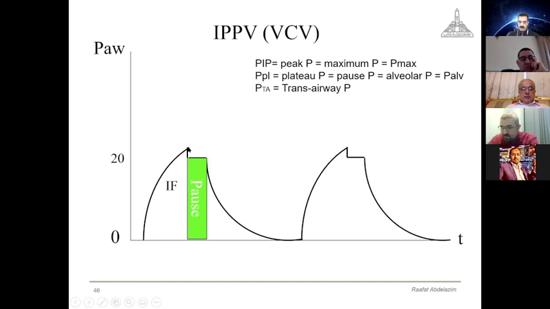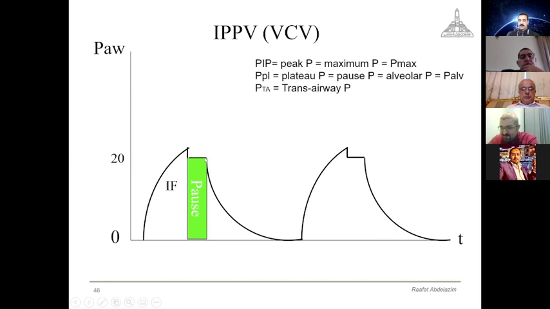This is the pressure time curve. So the maximum pressure is called Pmax, or peak inspiratory pressure. At this point, the ventilator stops ventilation for some time. This time is called pause time. Pause means no stop, no flow.